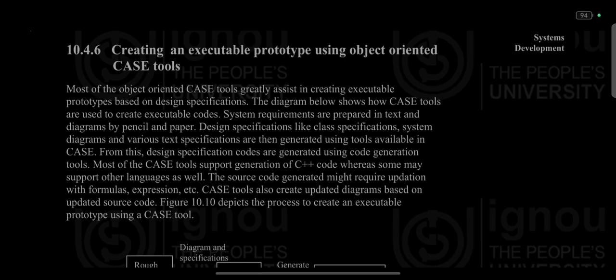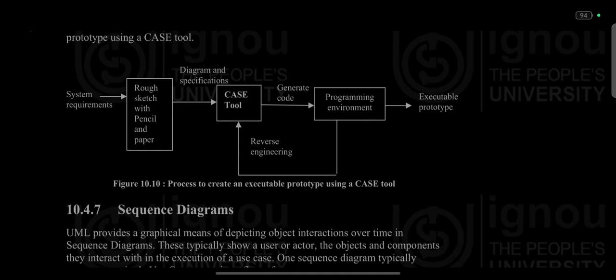Most of the CASE tools support generation of C++ code, whereas some may support other languages as well. The source code generated might require updating with formulas, expressions, etc. CASE tools also create updated diagrams based on updated source code. Figure 10.10 depicts the process to create an executable prototype using a CASE tool. So here we can see the diagram.